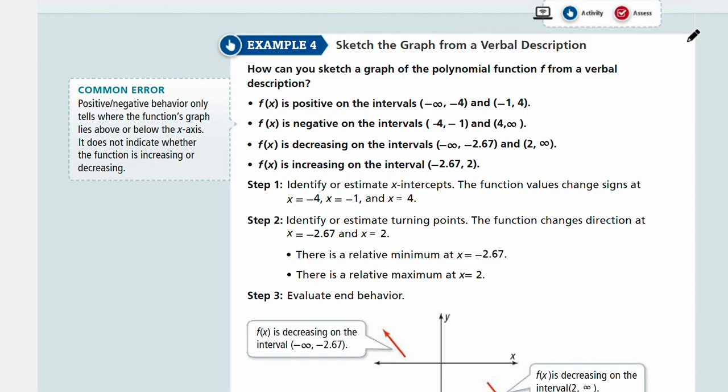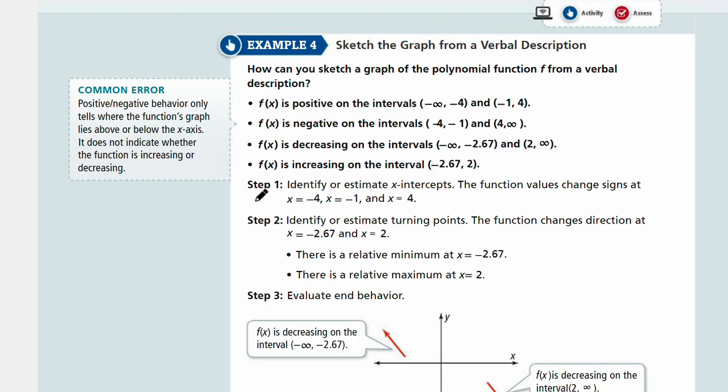Lesson 3-1, example 4: sketch the graph from a verbal description. In this example, we're going to sketch a polynomial graph using some words. So let's look at this example. How can you sketch a graph of a polynomial function f from a verbal description?